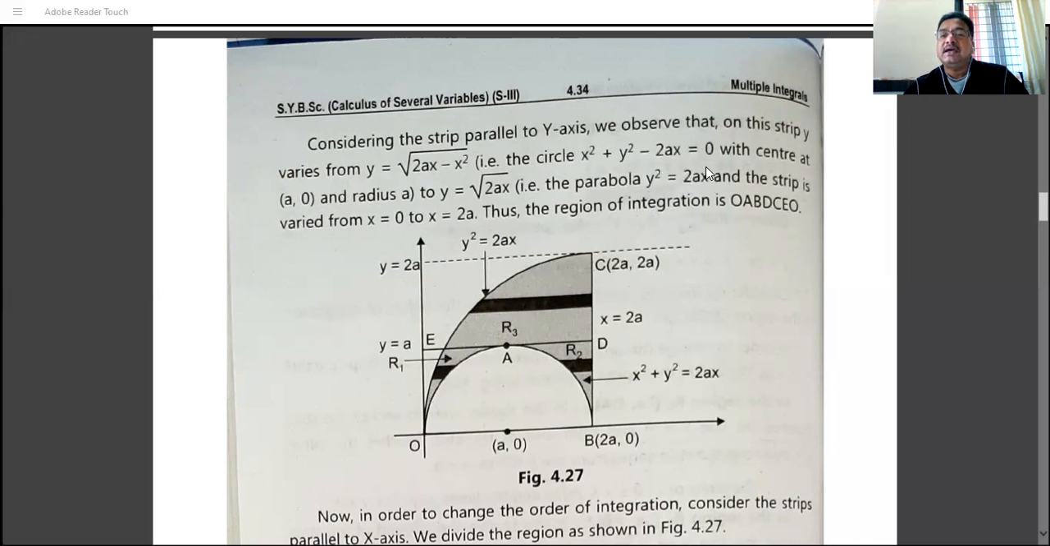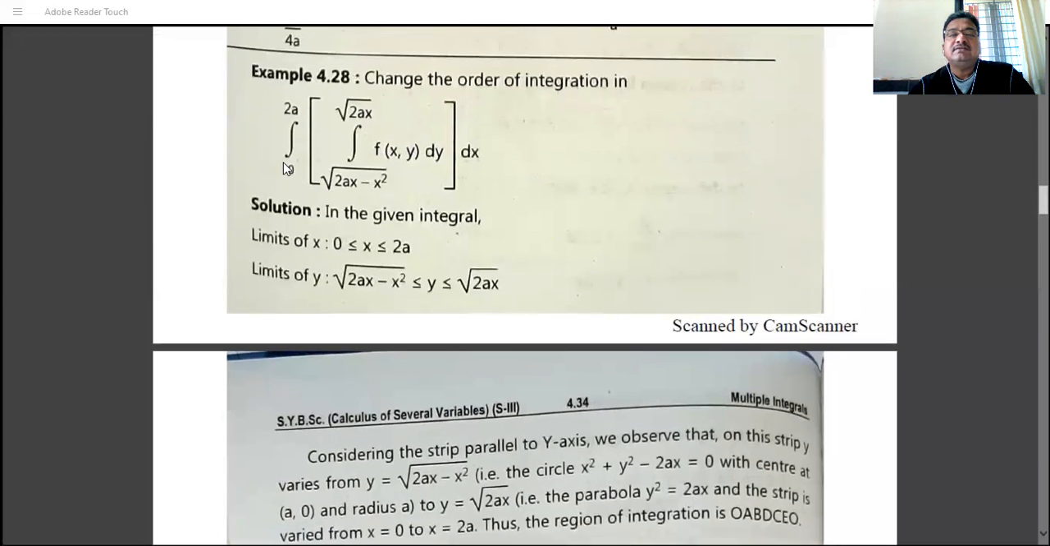And if we substitute x as 2a, then y square is equal to 2a into 2a, that is 4a square, so y is also 2a. So this is the point (2a, 2a). This parabola passes through the point (2a, 2a), and therefore this distance is a, so its double is 2a, 2a. Okay. And another line is x.